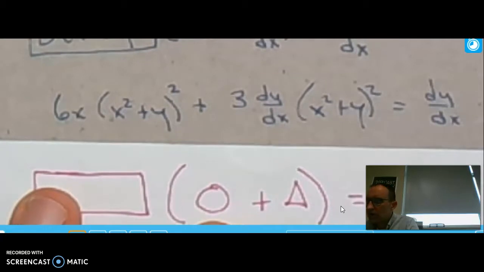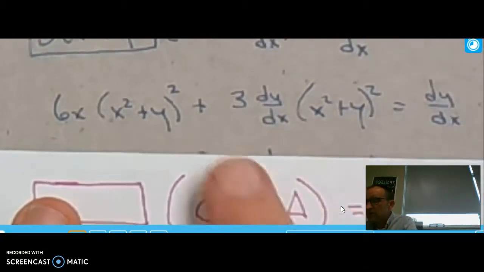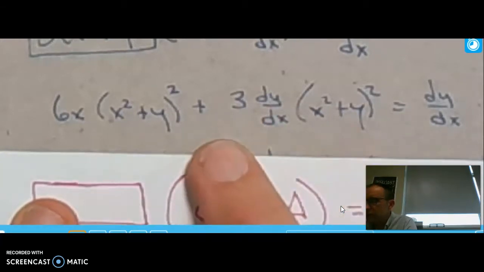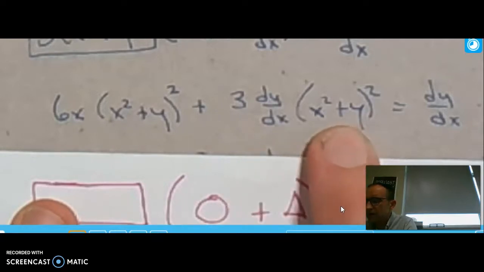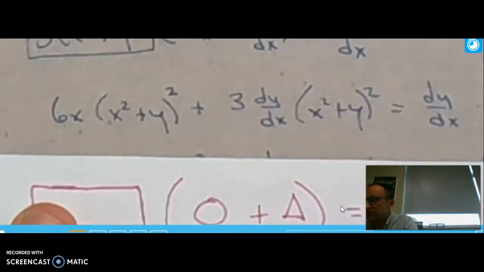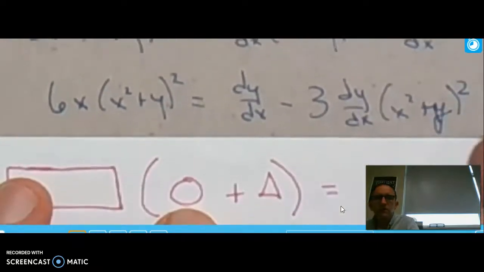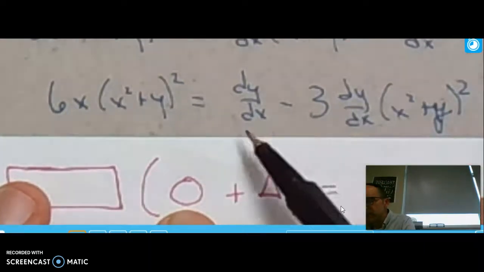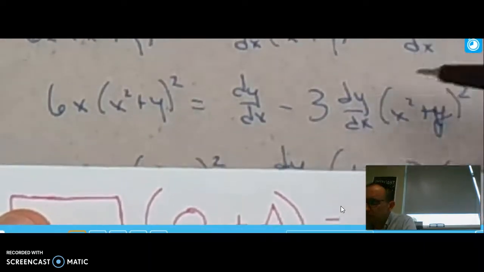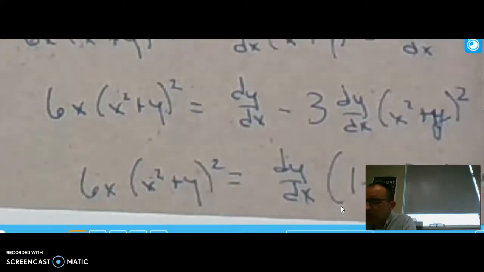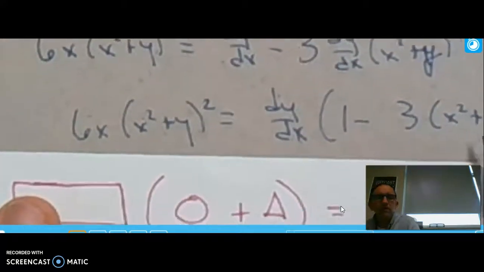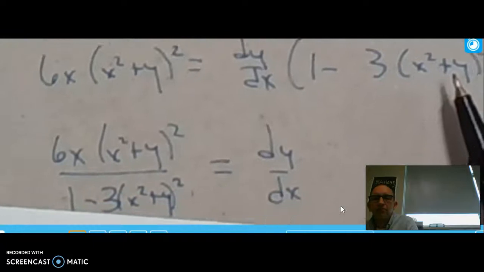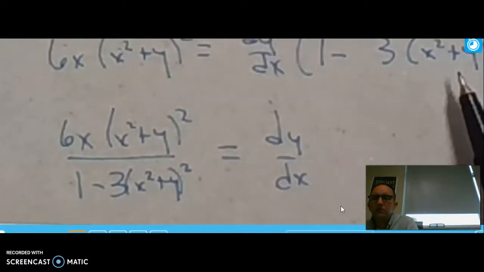Now, the goal is to get all the dy dx's on the same side. So to get rid of this plus 3 times dy dx times x squared plus y, the quantity squared, we're going to subtract 3 times dy dx times the quantity x squared plus y, the quantity squared. And that gets us what you see here. The goal in doing that was so that we could have a dy dx on both sides. We can factor that dy dx out, divide both sides by this quantity that we have here inside the parentheses, and then we will have our answer to number 6.